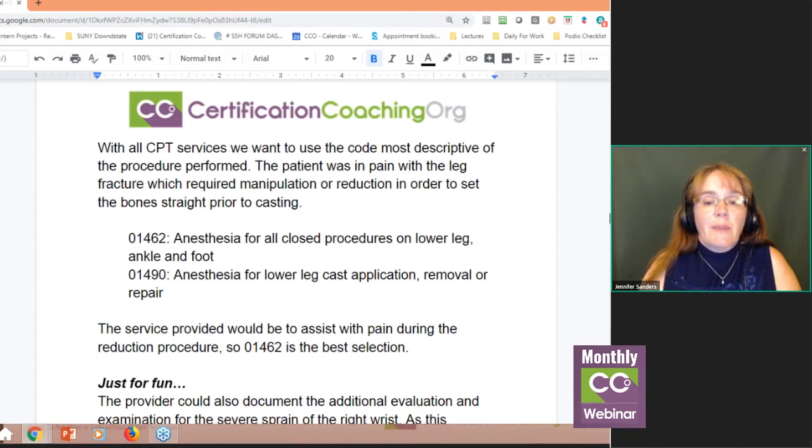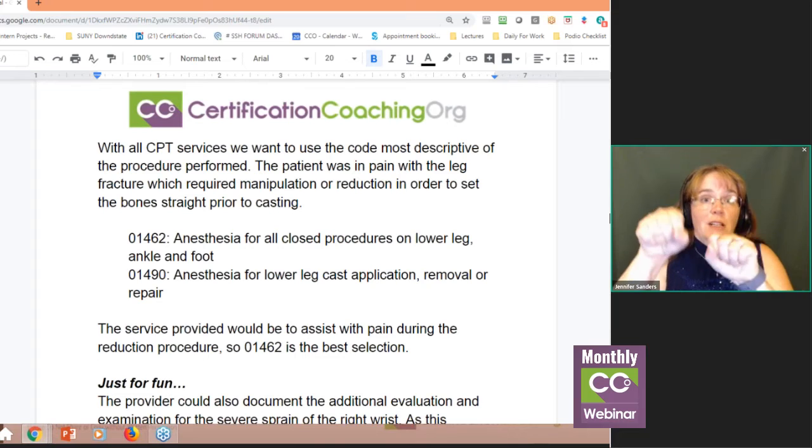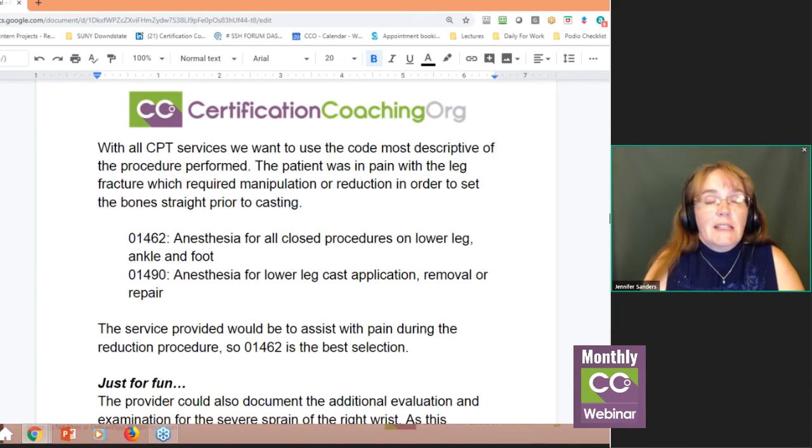So in this case, the patient was in pain with their leg fracture, not the cast. The cast isn't giving them the pain. The leg fracture is, that required manipulation or reduction. The doctor's going to do a little bit of twisting and turning there in order to set those bones straight prior to putting a cast on it.